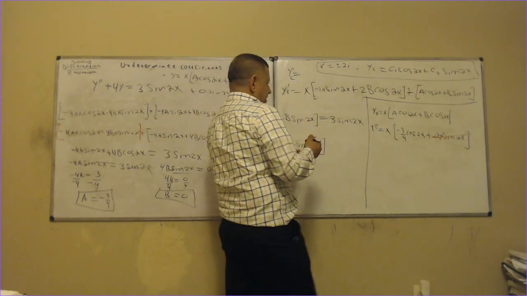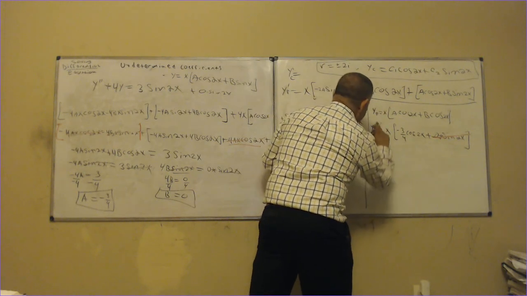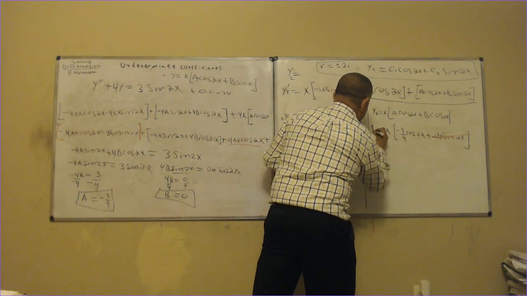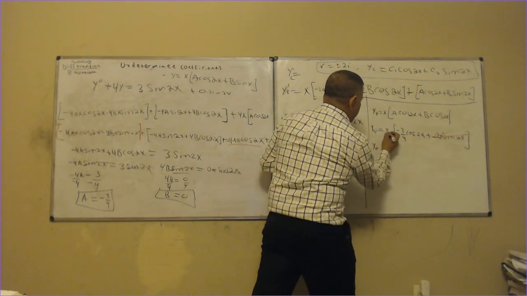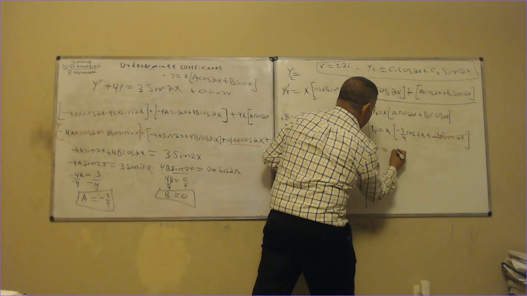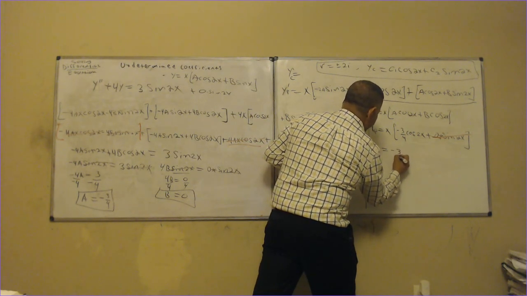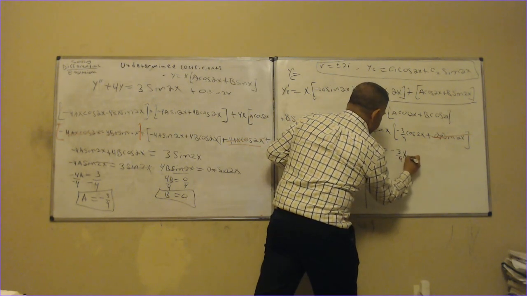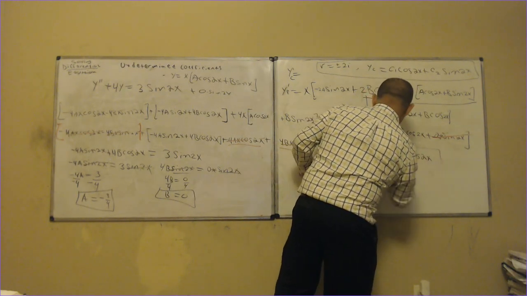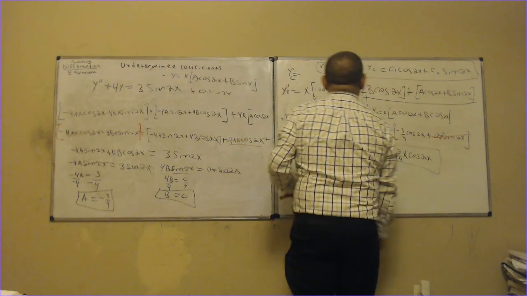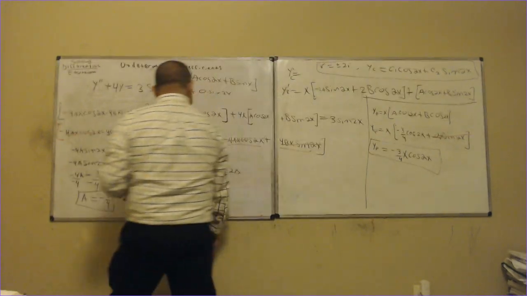So basically, y sub p is equal to, when I distribute that inside, negative 3/4 x cosine of 2x. Huh. A lot of work, isn't it?